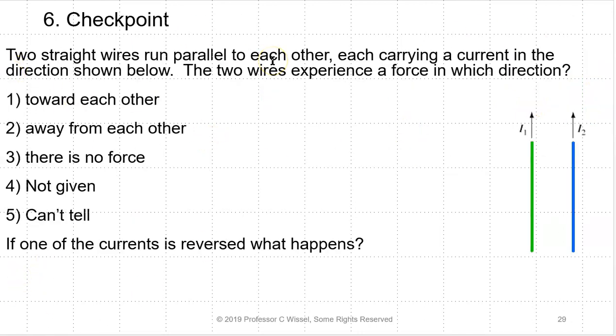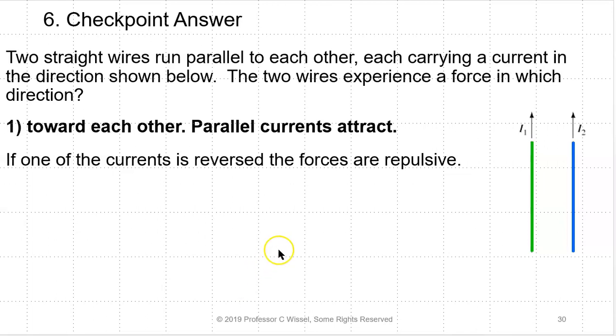Okay, 2 straight wires run parallel to each other, each carrying a current in the direction shown below. The 2 wires experience a force in which direction? Well, parallel currents attract, so they're going to be attracted toward each other. Now, if one of the currents is reversed, the forces are repulsive.